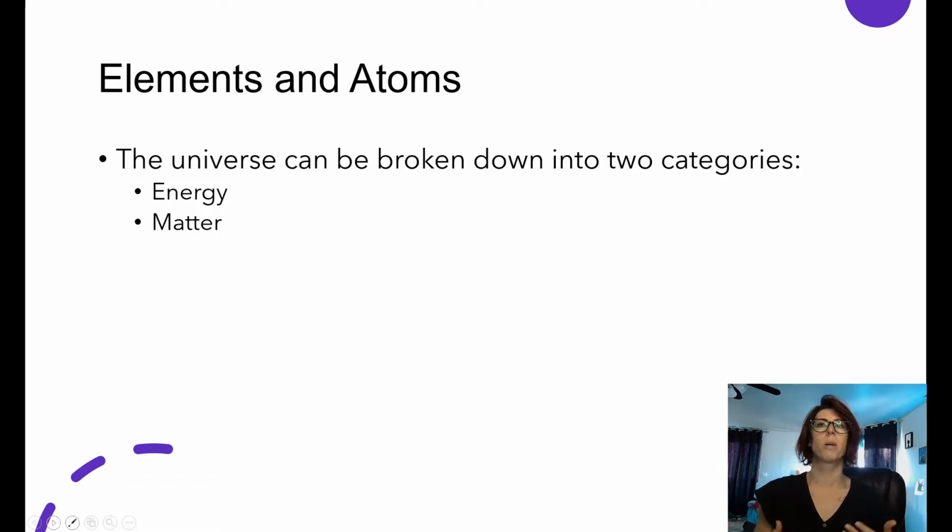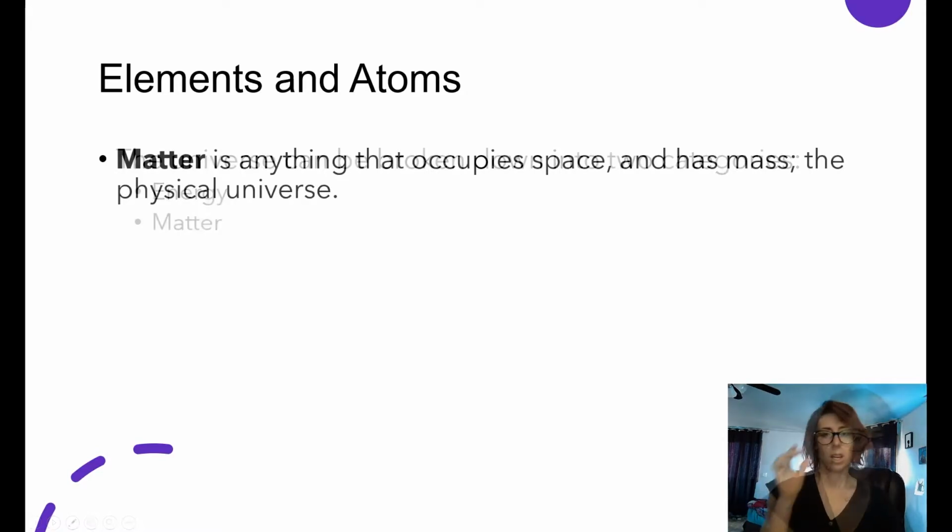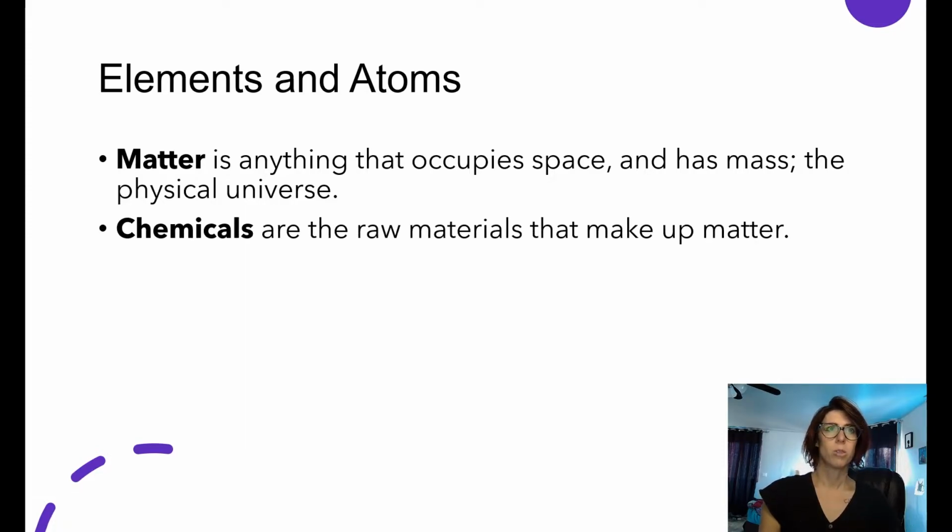So energy is what animates the universe. It creates change. It creates movement. Creates an evolution of forms. So we have entire lectures devoted to energy later in the term. This lecture is about matter. Matter is anything that occupies space and has mass. So this is the physical universe. Chemicals are the raw materials that make up matter.